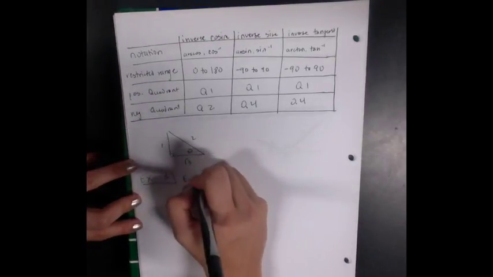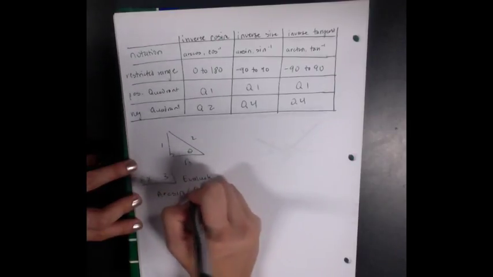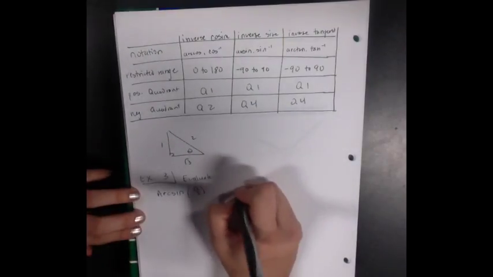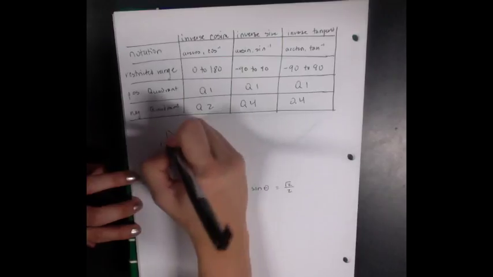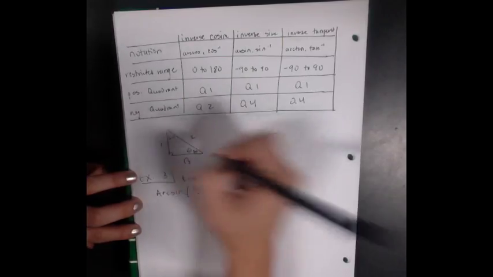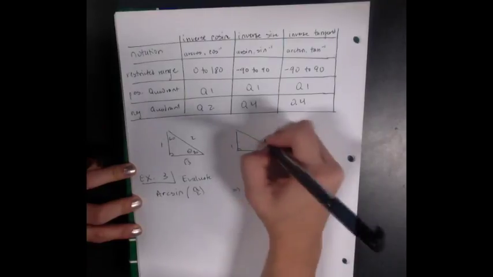We want to evaluate the arc sine of √2/2. What this is telling me is that the sine of some angle is √2/2. Now, here, I've drawn my 30, 60, 90 triangle. I'm going to also draw my 45, 45, 90 triangle.